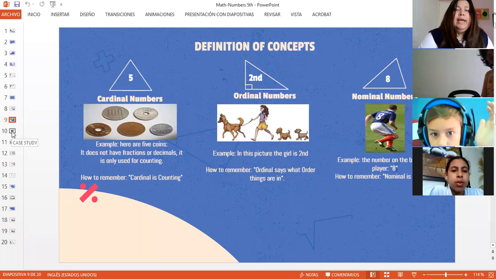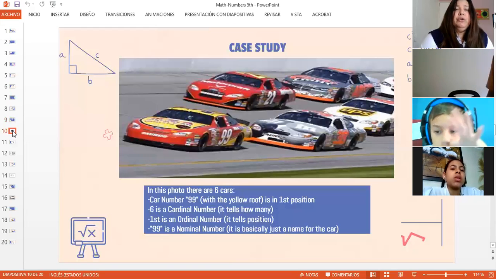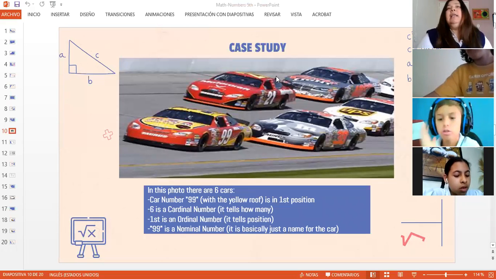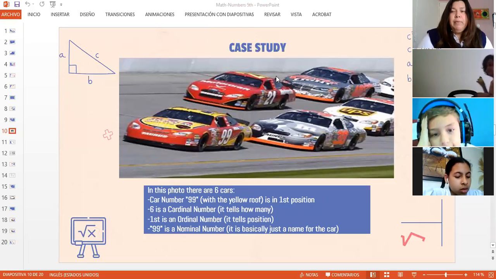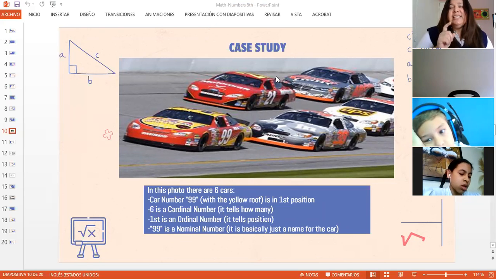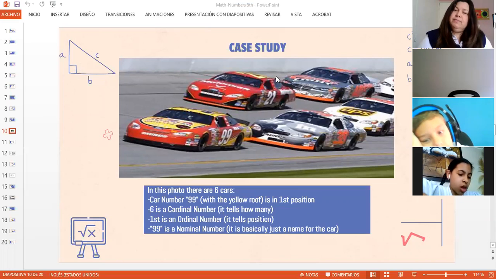Okay, so far everything must be clear, right? Cardinal numbers are used for counting, ordinal numbers are used for ordering, and nominal numbers are used for naming these numbers. So in this case, we're going to see it. You see the picture, there are cars. We have there 1, 2, 3, 4, 5, 6. There's a little bit of the last car, a white car that we are looking at there. So in this photo, we have 6 cars.